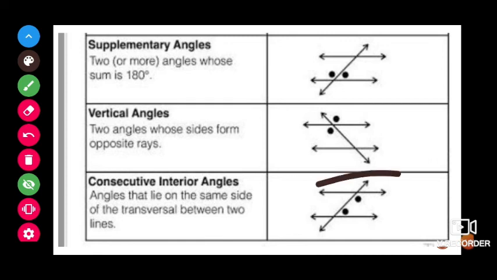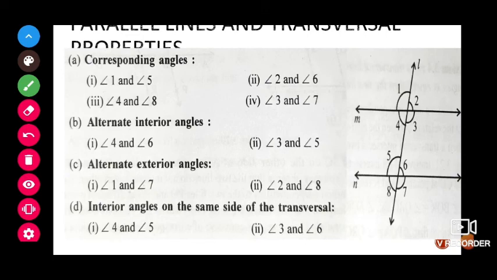Okay, now we will see the properties, children, of the different angles. First, we will name all the angles again, the same thing only, children. Corresponding angles means here 4 sets will be there. That is 1 and 5, this is one corresponding angle set. 2 and 6, one corresponding angle set. On the downside, 4 and 8, one set. 3 and 7, one set.